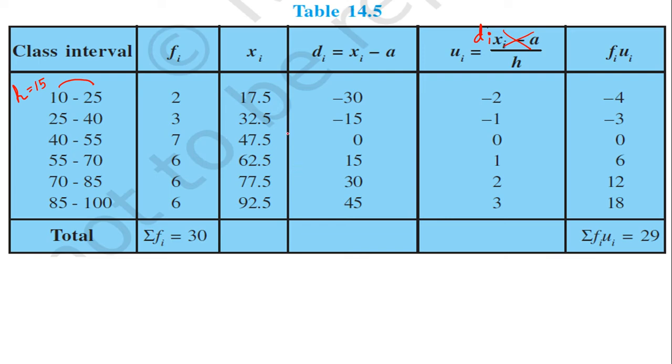So see here, I will not explain the first, second, third and fourth columns again, because all those tasks are already completed. So here minus 13 divided by 15, because this is the formula: ui is equal to xi minus a, otherwise di by h. That is the formula that you have to accept. Then minus 13 upon 15, so what will come? Minus 2. Again minus 15 upon 15, what will come? Minus 1. Like this, 0, 1, 2 and 3.